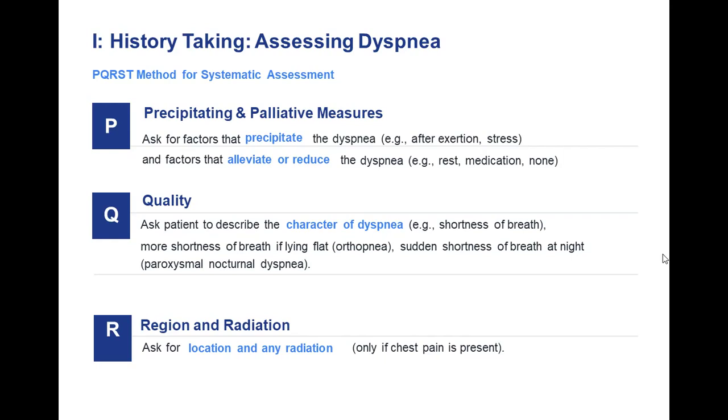Q is for quality. How does the patient describe their breathing? Is it simply shortness of breath, or are there specific types of dyspnea like orthopnea, the shortness of breath when lying flat, or the critical sign of paroxysmal nocturnal dyspnea, PND, which is sudden shortness of breath waking them up at night. R is for region and radiation. For respiratory issues, this primarily applies if the patient is also experiencing chest pain. If pain is present, determine the exact location and if it spreads to any other part of the body.